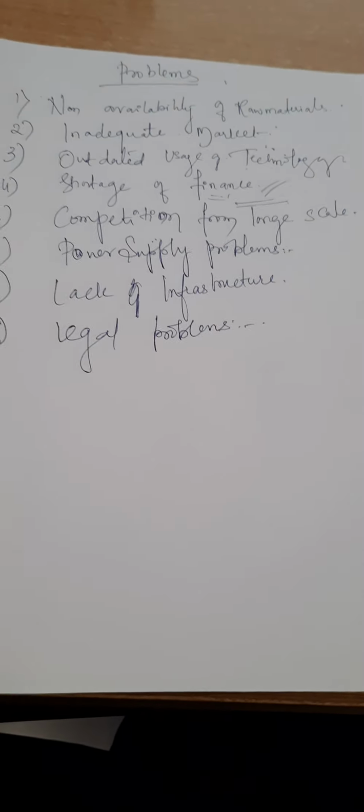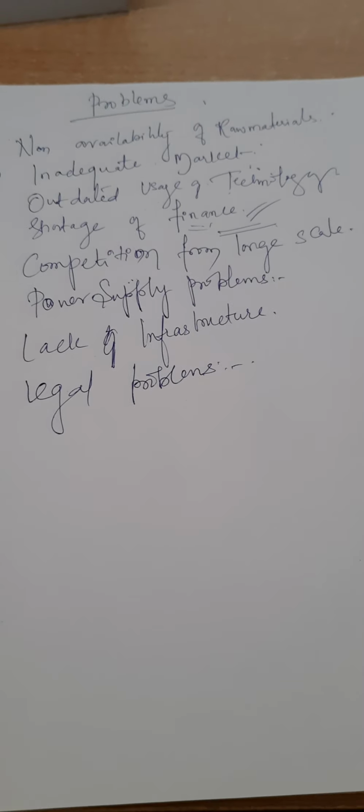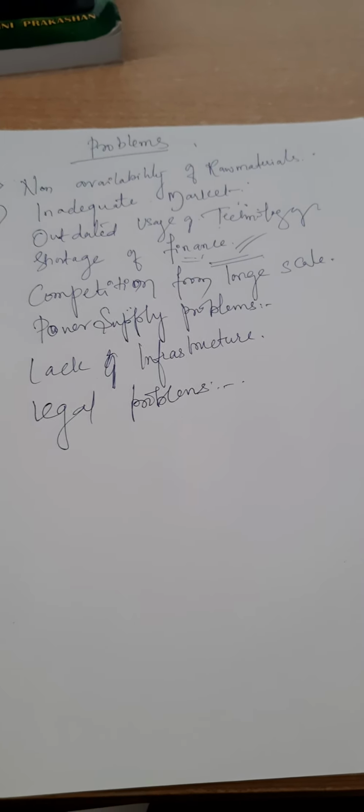So these are the 8 points where the rural industries are struggling right now. I'll repeat those points. First is the non-availability of raw materials. Second is inadequate market. Third is outdated usage of technology. Fourth is shortage of finance. Fifth is competition from large scale. Sixth is power supply problems. Seventh is lack of infrastructure facilities. And eighth is legal problems. So these are the problems being faced by the rural industries.